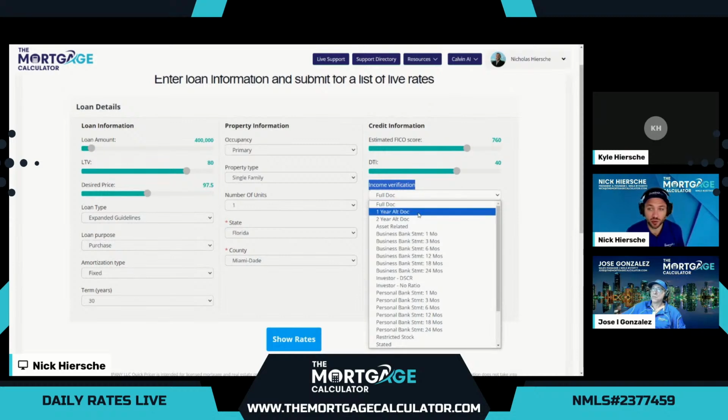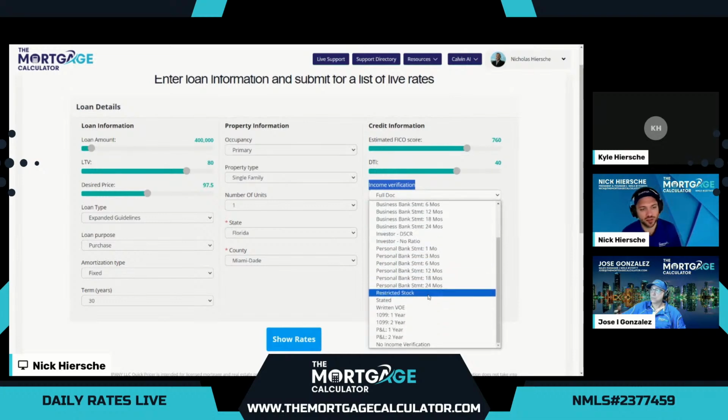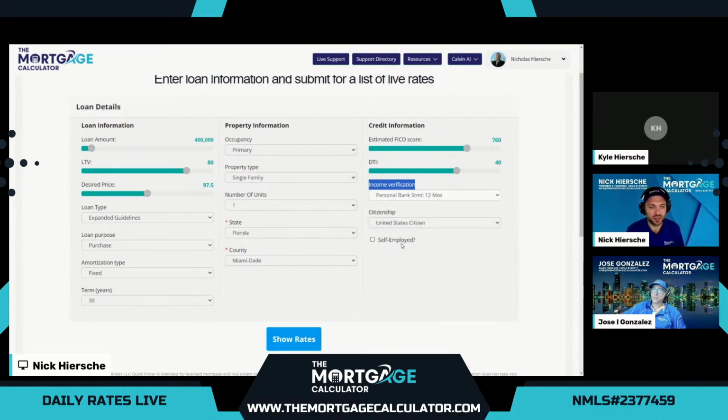We have options on all these different types as well. So we have asset-related programs, business bank statement programs. Our investor programs are just for investments, so that's not for this. Personal bank statement 12-month is what we use for the demo here. We have RSU, stated, VOE, 1099, P&L programs, no-income CDFI programs, all kinds of options here. The 12-month bank statement is the most popular, and that's for our self-employed borrowers.